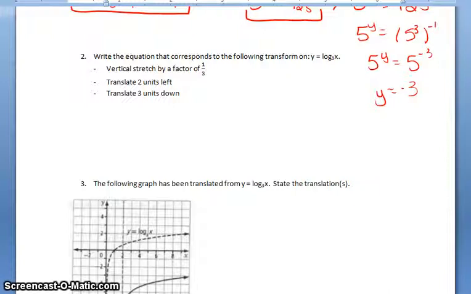Number 2 says that we need to write the equation that corresponds to the following transformation. They gave us this base log, which is y is equal to log base 3 of x. And they gave us some transformations that happen to log base 3 of x. The first one says it's a vertical stretch by a factor of 1 over 3. If you remember, where does a vertical stretch apply? What is your general form of your log function? We have y is equal to a log of c times b x minus h, plus k.